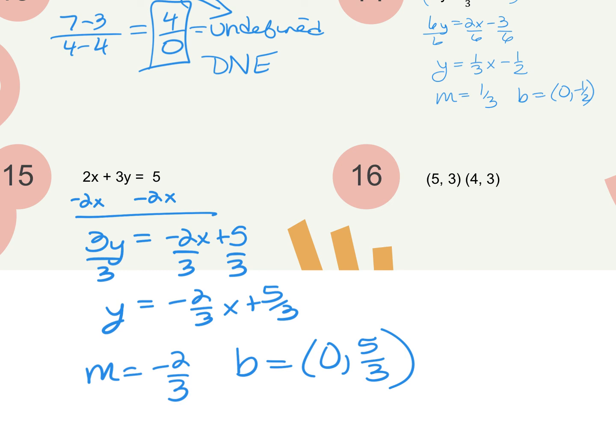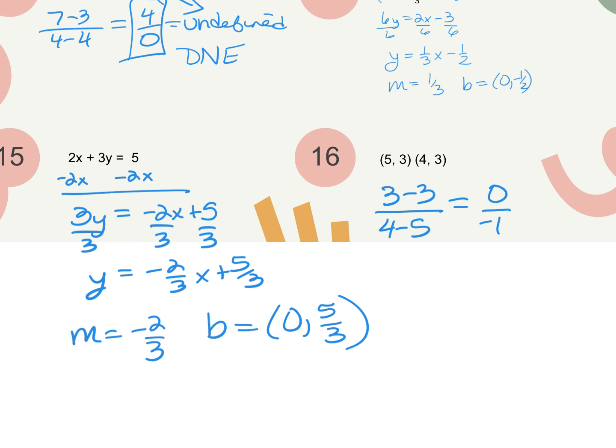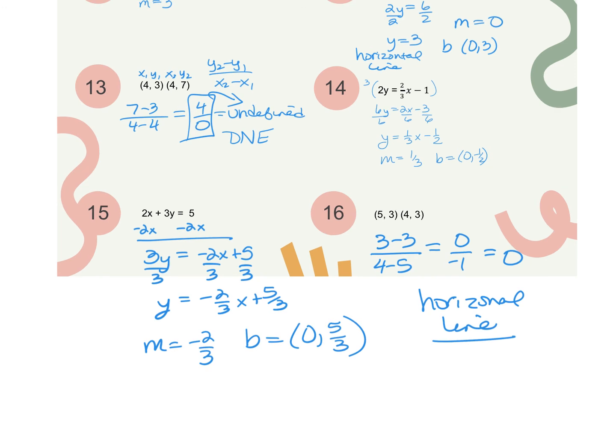Number 16, slope formula, y2 minus y1 over x2 minus x1, 0 over -1. Whenever the 0 is in the numerator, the slope is 0. This is a horizontal line. So remember, when it's y equals a number, it's a horizontal line, and when you do the slope formula and the zero is in the top, it's also a horizontal line.